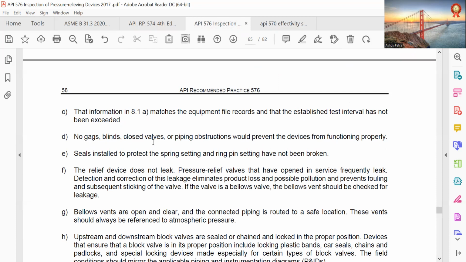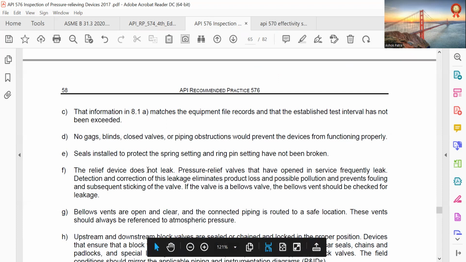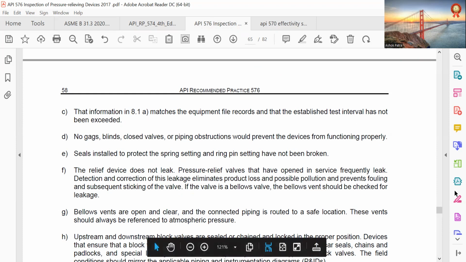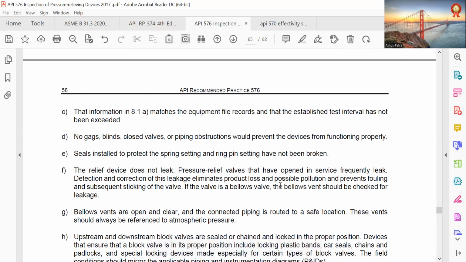No gags, blinds, closed valves, or piping obstructions would prevent the device from functioning properly. Seals installed to protect the spring setting and ring pin setting have not been broken. The relief device doesn't leak. Pressure relief valves that have opened in service frequently leak. Detection and correction of leakage eliminates product loss and possible pollution and prevents fouling and subsequent sticking of the valve.